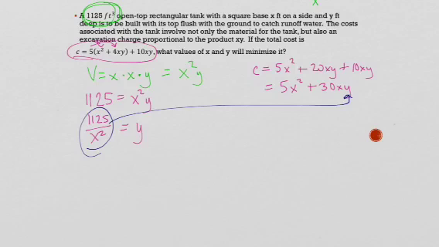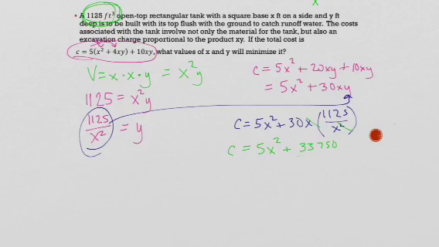So I end up with C equals 5x squared plus 30x times 1125 over x squared. I will go ahead and simplify right now. So my x and my squared are going to cancel out. Go ahead and multiply those two together. So I get C equals 5x squared plus 33750 over x.